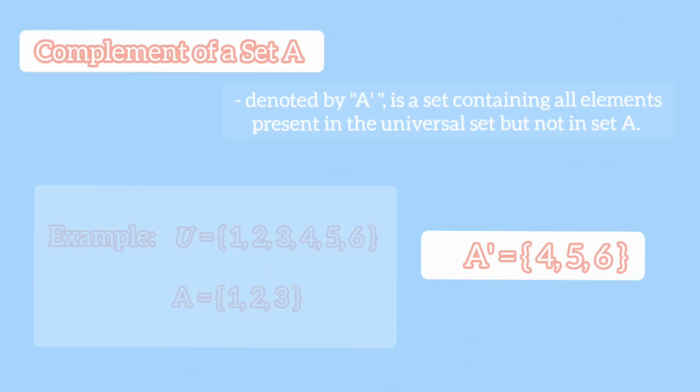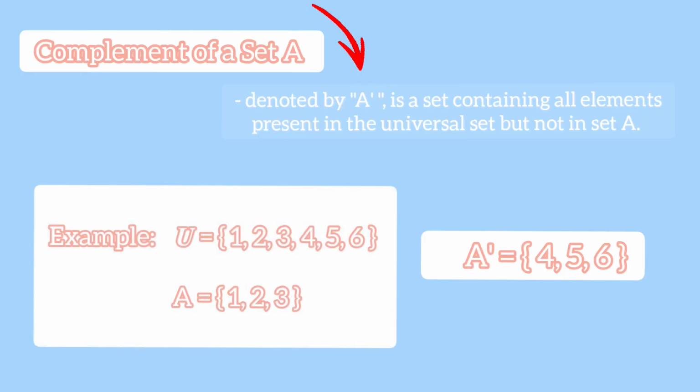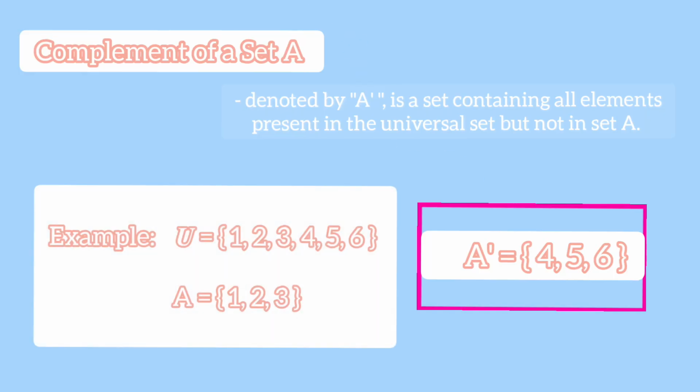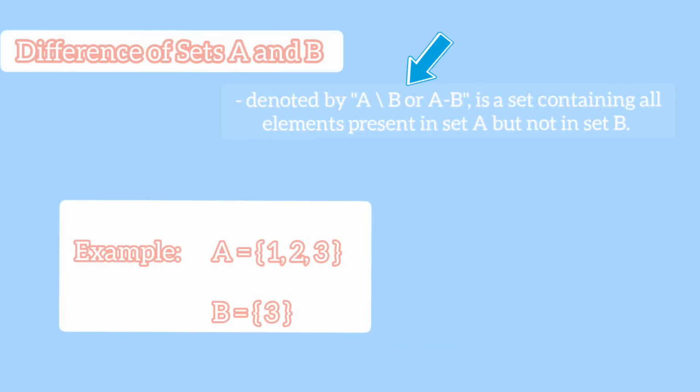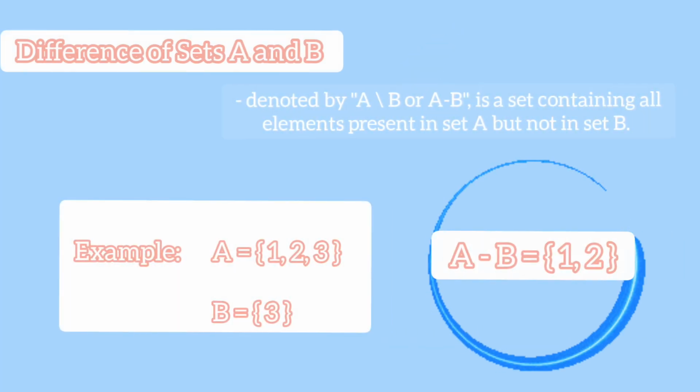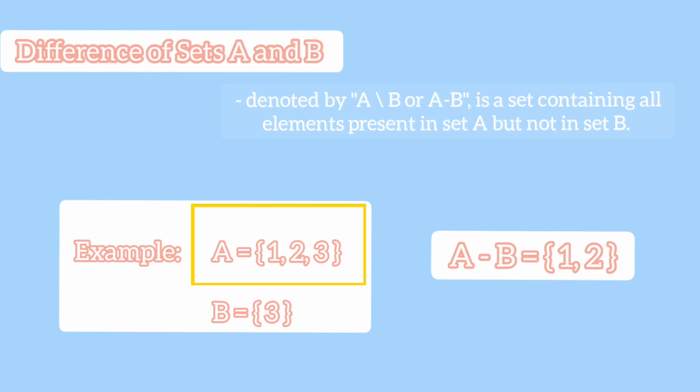Complement of a set A, denoted by this symbol, is a set containing all elements present in the universal set but not in set A. Difference of sets A and B, denoted by these symbols, is a set containing all elements present in set A but not in set B.